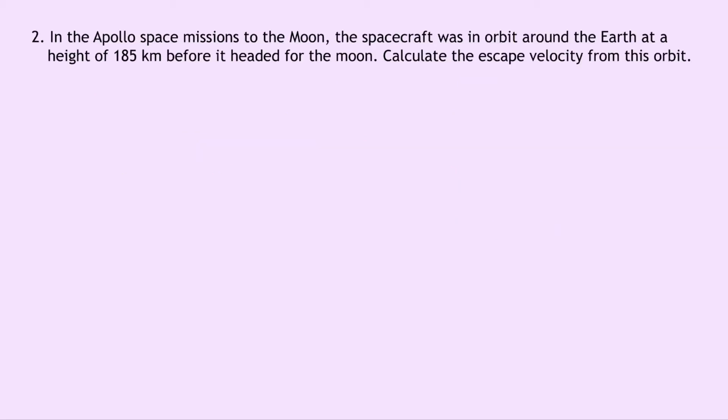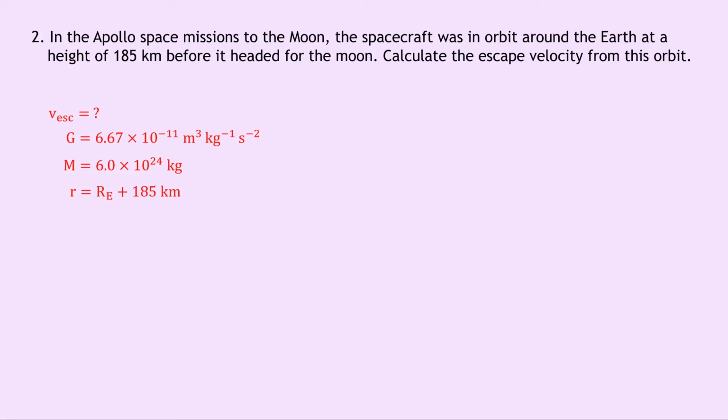Question 2 says that in the Apollo space missions to the moon, the spacecraft was in orbit around the Earth at a height of 185 kilometers before it headed for the moon. Calculate the escape velocity from this orbit. Well, writing down what we know from the question, we're trying to find the escape velocity. We know that g is 6.67 times 10 to the minus 11 meters cubed per kilogram per second squared. The mass of the Earth is 6.0 times 10 to the 24 kilograms from the datasheet. The distance r this time is the radius of the Earth plus 185 kilometers.